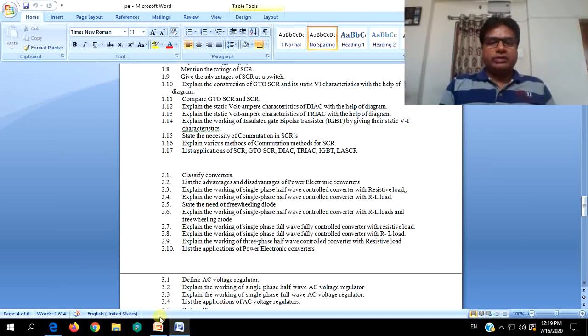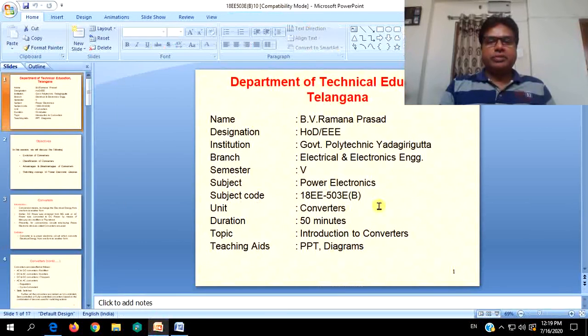So to start with, the present topic is introduction to converters. As the name indicates, what is a converter? A converter is something which is used for conversion of a given thing. What is that given thing? In our terms, it is electrical energy or electrical power.